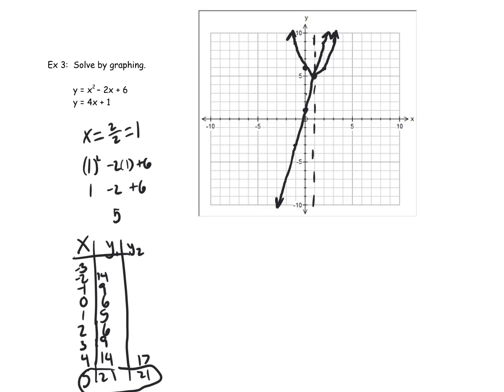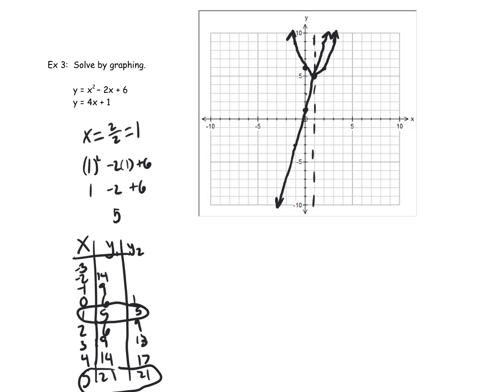So this does have two solutions. One of them is at 1, 5, and we're looking here at where the y values match. That would be where the solutions are. So we're able to find it using the table and by graphing, even though this went off our graph technically. All right, so that is how we can solve by graphing.